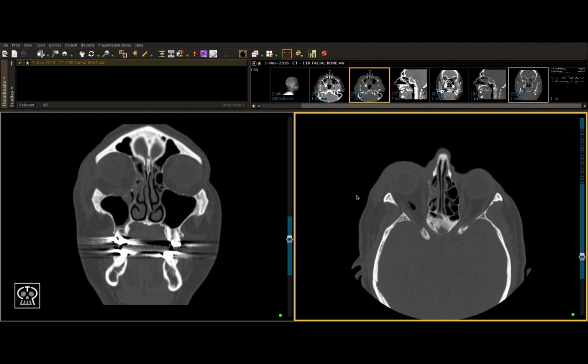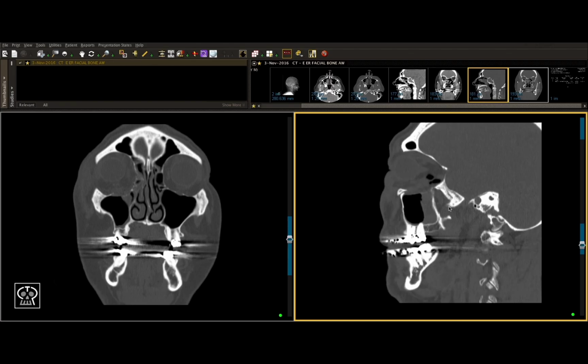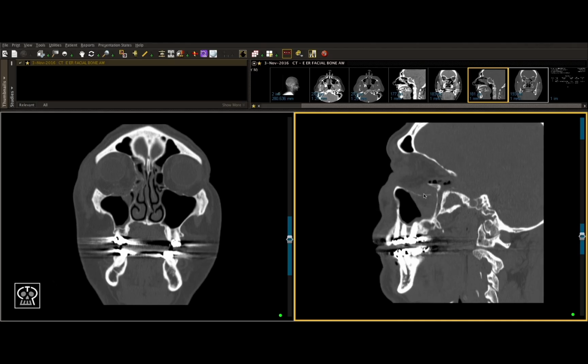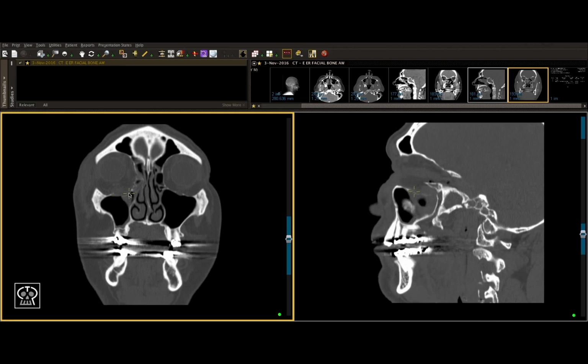Now let's say we wanted to see the orbital floor fracture in a second view. We could pull up our sagittal scan. We see a large orbital floor fracture again. If you wanted to confirm you're on the right side, you can just use your cursor.